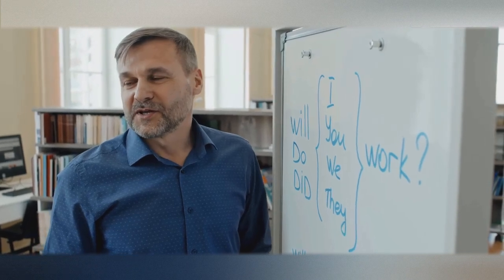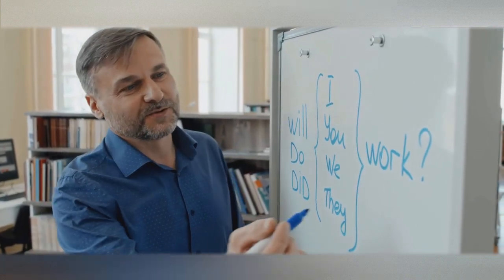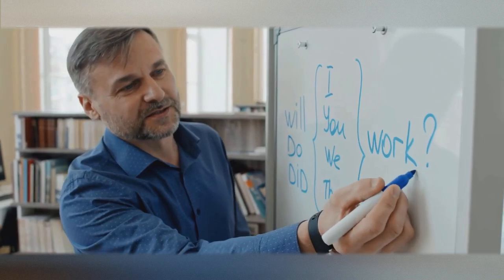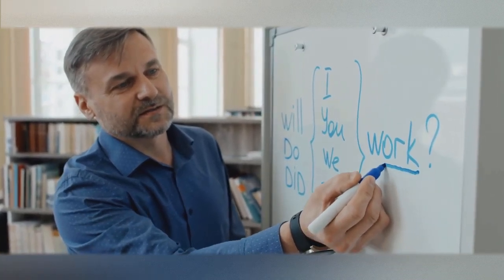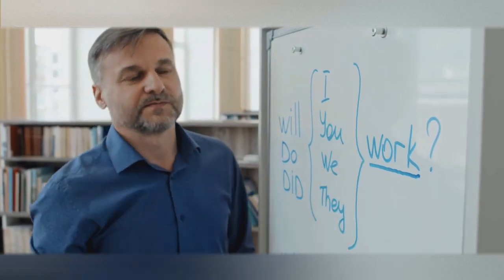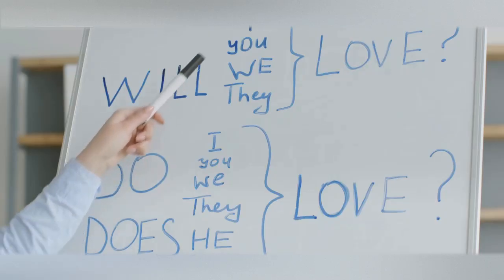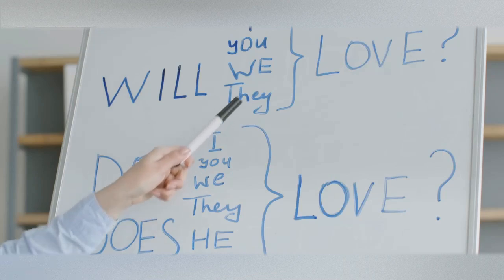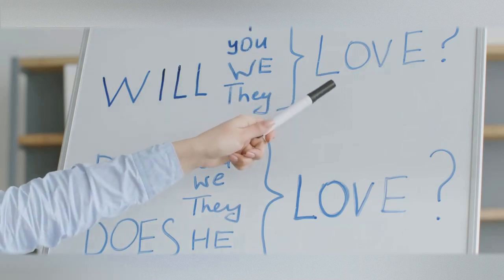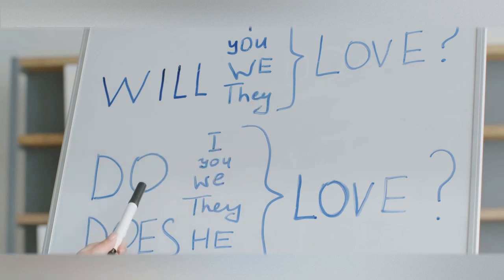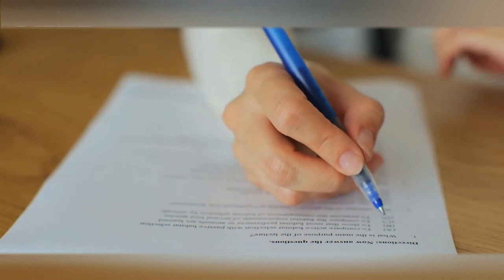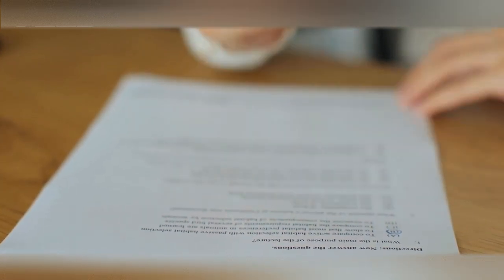Understanding the roles of direct objects, indirect objects, and object complements can really enhance our grasp of sentence structure. Let's dive right in. First, let's talk about direct objects. A direct object is the noun or pronoun that directly receives the action of the verb. It answers the questions what or whom.